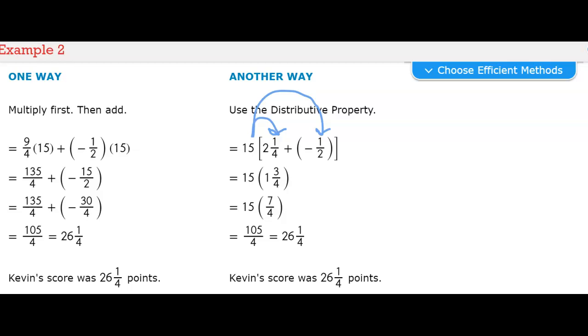another way of doing that is you can add together what's inside the grouping. So 2 1/4 plus negative 1/2, and that will give you this 1 3/4. And then you multiply the 15 by that answer. And that answer, first they changed the mixed number into an improper fraction, and then multiplied it and got 105/4, just like we did over here, and 26 1/4, just like we did over here. And so two different ways, and there's actually two ways within distributive property, but so we have kind of three ways to solve the same problem and get the same answer.